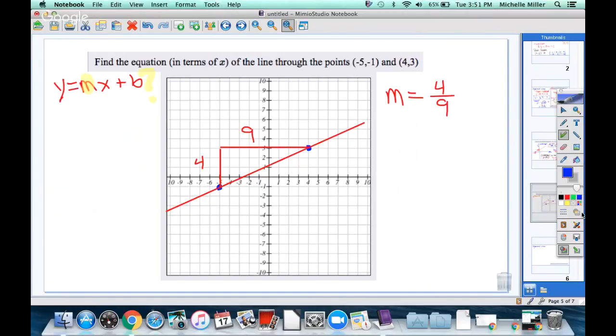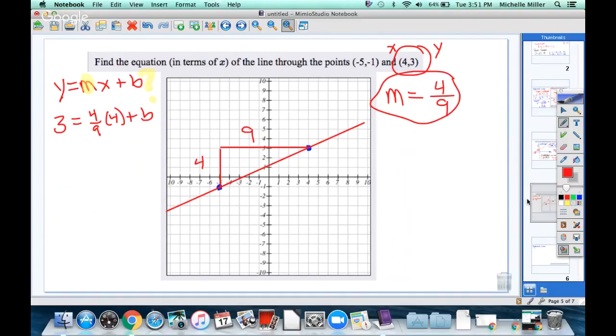So what I'm going to do is just plug in some information. I'm going to plug in this slope and this point. 4 is my x value, 3 is my y value. So if I come over here, y is 3, m is 4/9, and x is 4. I don't know what b is, but look, now b is the only thing missing. I can solve for it.